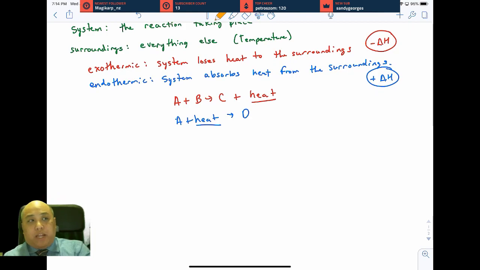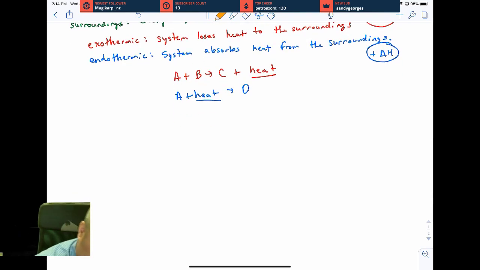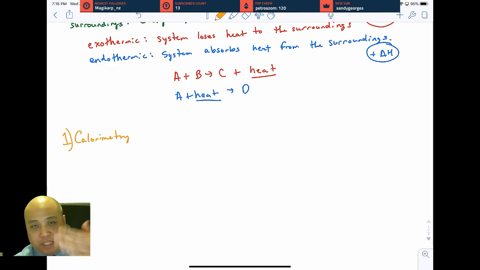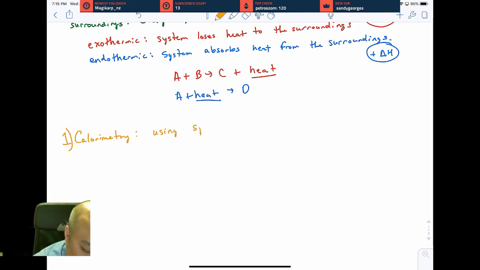So the first way to measure the enthalpy of a reaction is calorimetry. I'm going to number these so you can know. So the first way to measure enthalpy is using calorimetry. Essentially, what you're using is the specific heat of a substance to determine how much heat is being transferred.